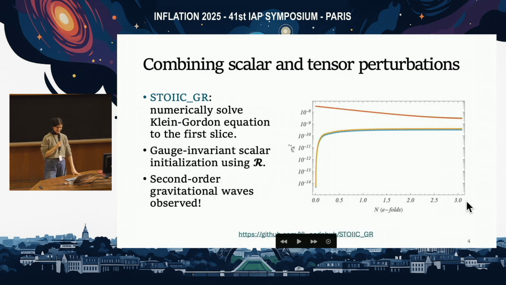I'll just lead with a short look to the future where we are looking to combine our code, which studies solely tensors, with the work of Johan Lani, who presented yesterday, in order to look at scalar-tensor mixing into the future. So that's my work.